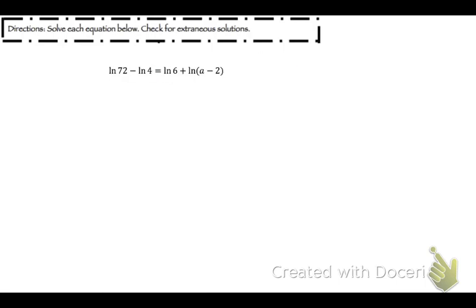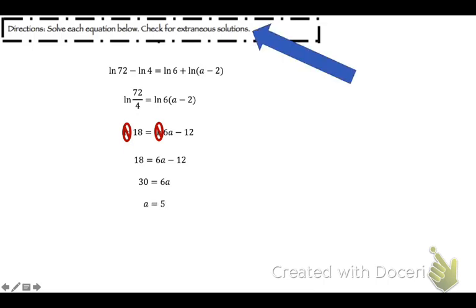This one, so let's condense it first. So condense the left, condense the right. So that's going to be ln of 72 over 4 equals ln of 6 times a minus 2. So that's going to be ln of 18 equals ln of 6a minus 12. Cancel those ln's. You get 18 equals 6a minus 12. 30 equals 6a, so a equals 5. Plug that in to the only place with a variable. You get a positive number.